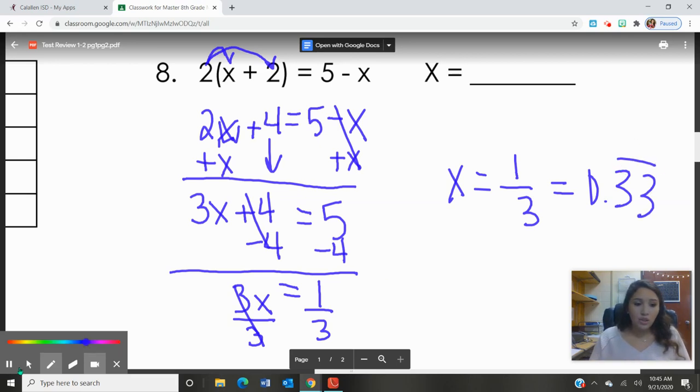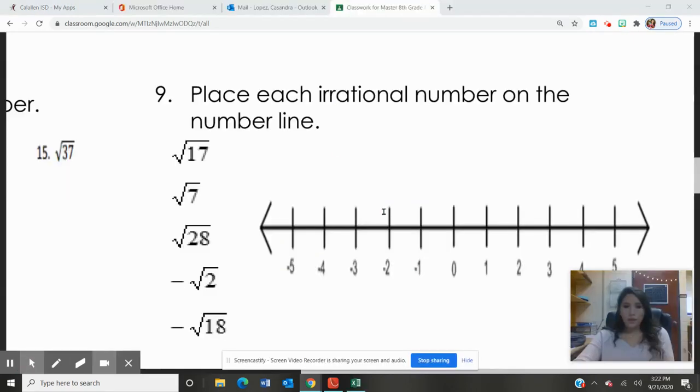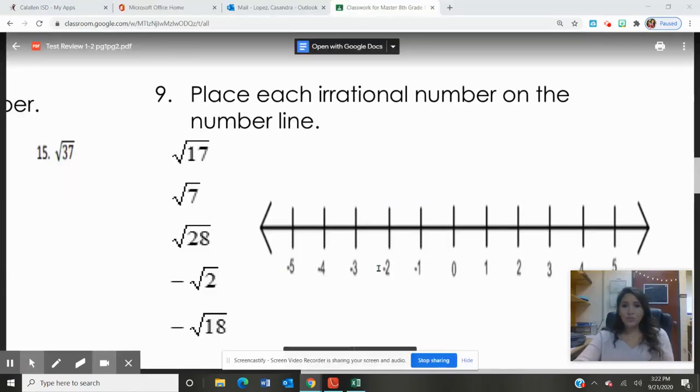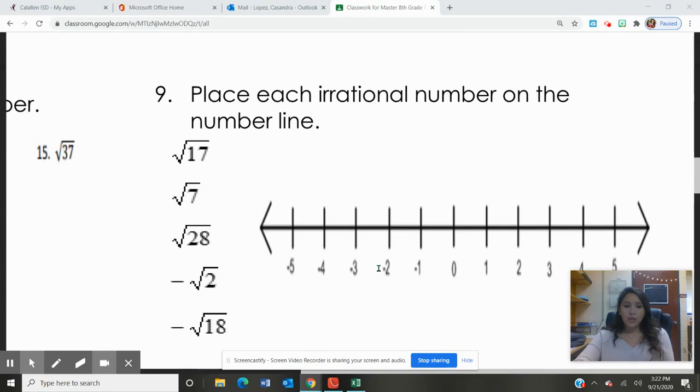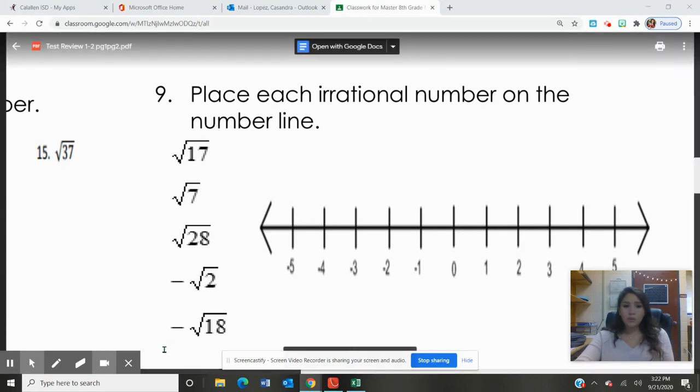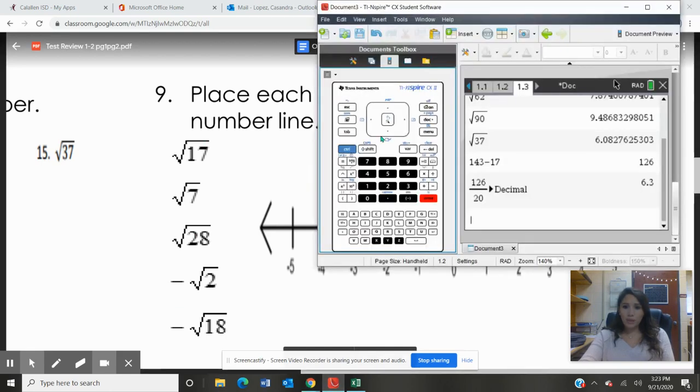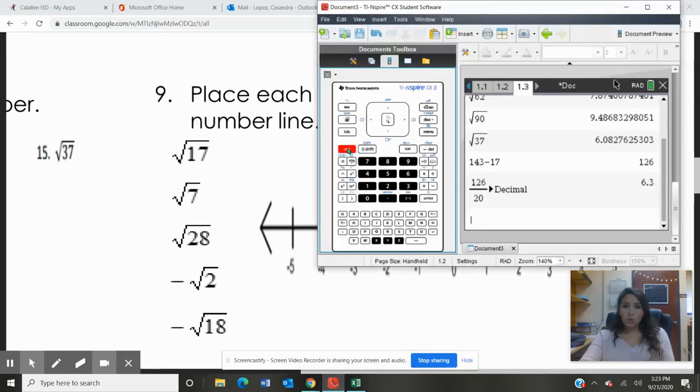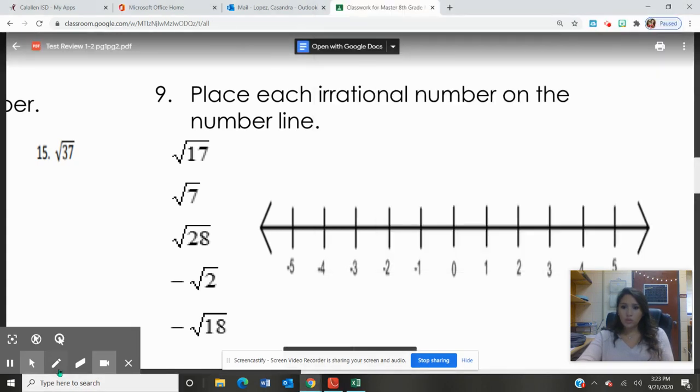Okay, let's take a look at question number 9. Question 9 says, place each irrational number on the number line. So they give us a whole bunch of square roots here, and they want us to place them on this number line. So what we need to do first is convert the square root of 17. So I'm going to open up my calculator, and I'm going to press Control and X squared to get the square root symbol. I'm going to put 17, and I get 4.12.